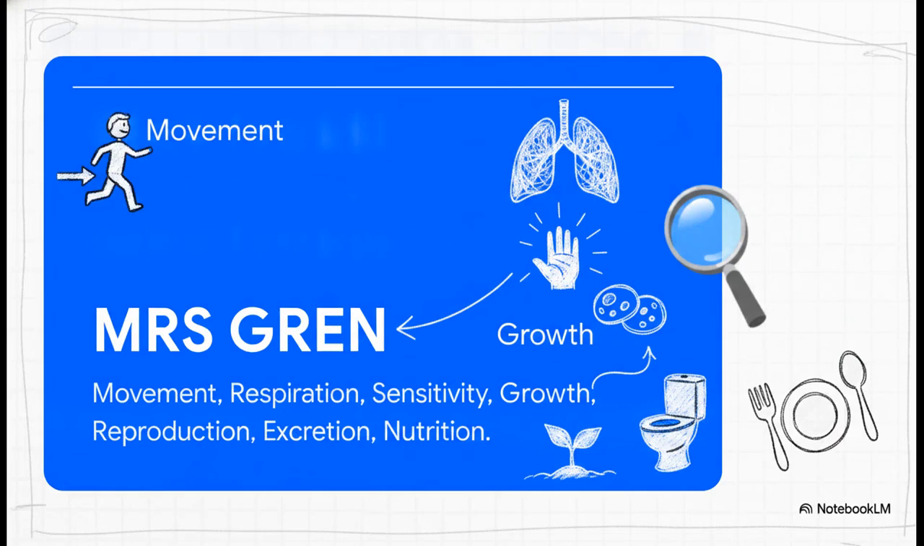But before we get into the heavy microscopic science, let's anchor our brains for a second. What exactly is a life process? Well, examiners absolutely love to test your foundational understanding before anything else. To lock this into your short-term memory, I want you to remember this really simple mnemonic from our sources, MRSGREN. That stands for movement, respiration, sensitivity, growth, reproduction, excretion, and nutrition. Every living thing on Earth literally relies on these 7 pillars. And today, we're going to master the 4 most highly tested ones.